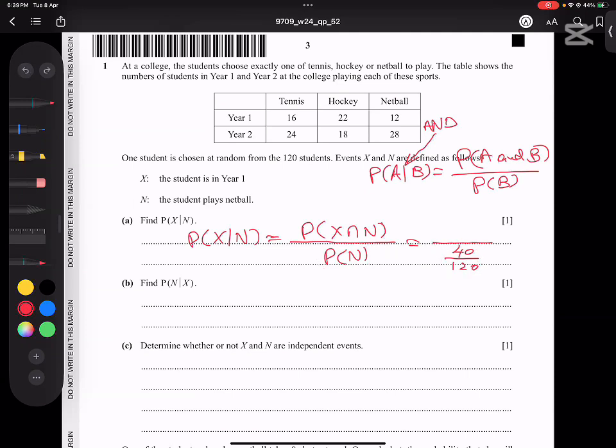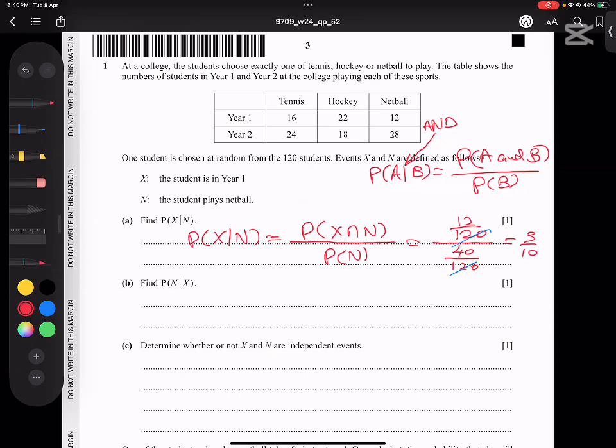And those students who are in first year and playing netball, there are 12 students out of 120. So I got 12 over 120. This 120 cancels out, and then I got the answer 12 by 40. 12 by 40, if you divide them, I get 3 by 10. I hope you got the point, very clear.